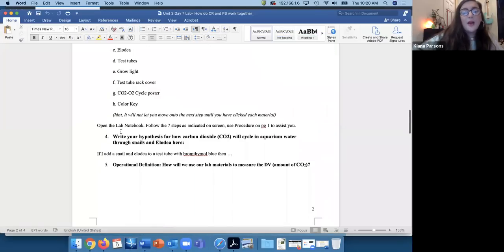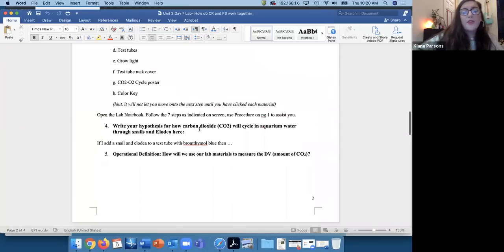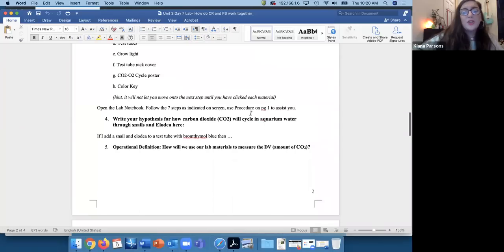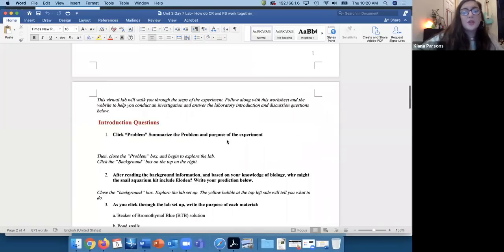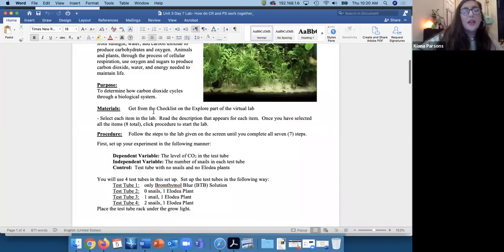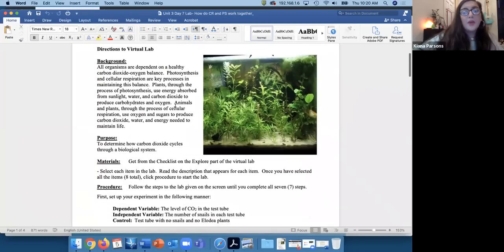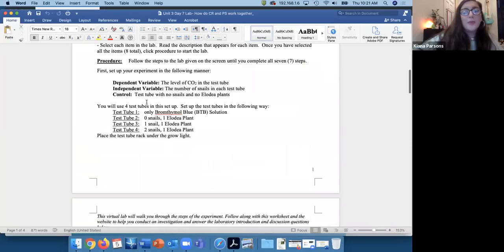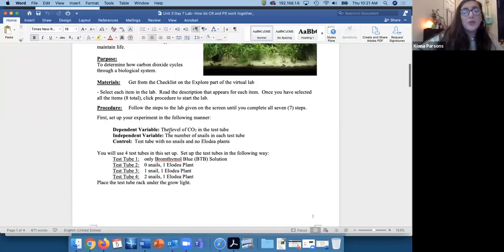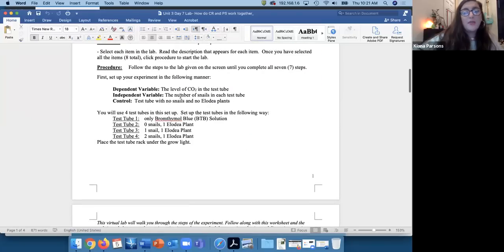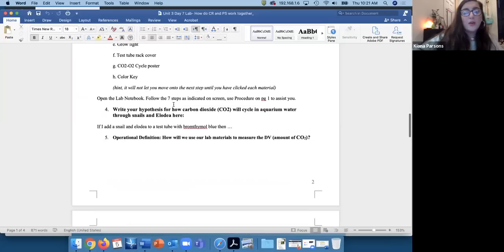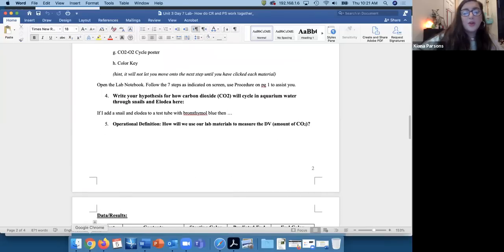So now we're going to open the lab notebook and we're going to follow the 7 steps indicated on screen using the procedure on page 1 to assist you. So this is the procedure over here. In case you get confused about what I'm doing, you can copy and paste information from this sheet. This is the dependent variable, the independent variable, the control, and you'll see what I mean when I open up the lab notebook.